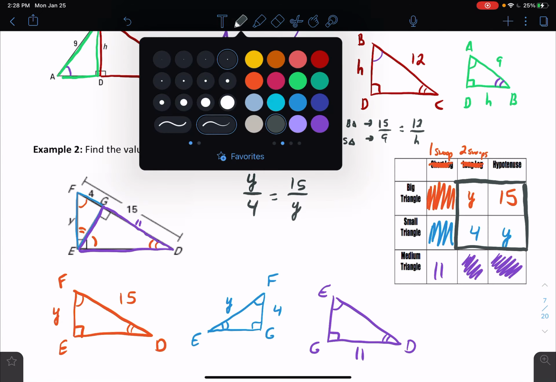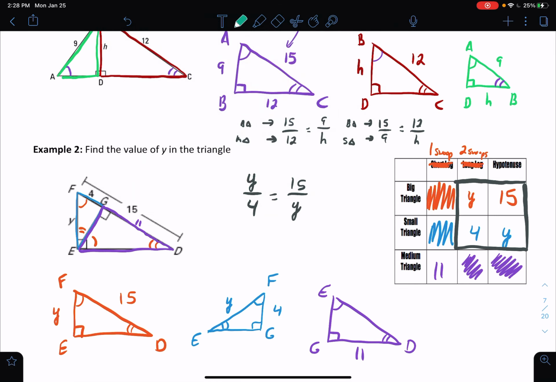So I can set up this proportion and cross multiply. y times y is y squared. 4 times 15 is 60. So then if I were to break this down, y is equal to the square root of 60. Breaks that down into the square root of 4 times the square root of 15. Square root of 4 is 2. Square root of 15 doesn't have any perfect squares in it. So y is equal to 2 square roots of 15. That's that missing side length.